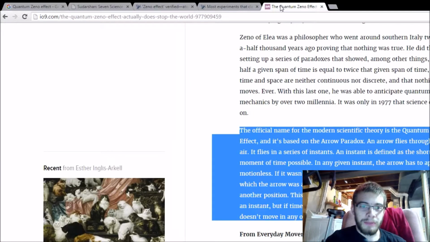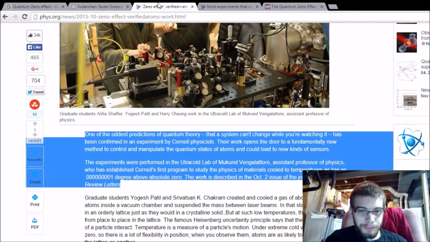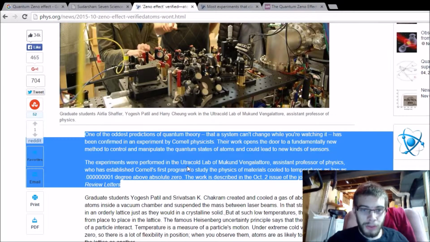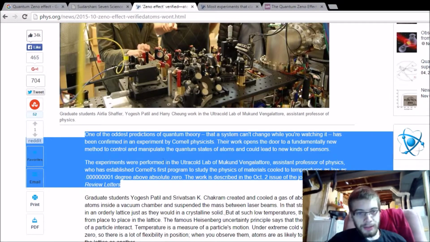So, exactly what is the quantum Zeno effect? Well, we're going to jump around here. What is it? It's one of the oddest predictions of quantum theory, that a system can't change while you're watching it. And it's been confirmed by an experiment by Cornell physicists. Their work opens the door to a fundamentally new method to control and manipulate the quantum states of atoms, and could lead to new kinds of sensors, which is quite interesting. I mean, the more we learn about quantum mechanics and the quantum world, the more we seem to be surprised, and the more it intrigues and boggles the mind.